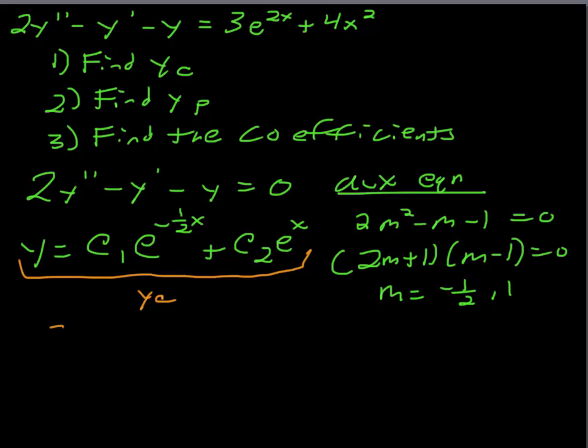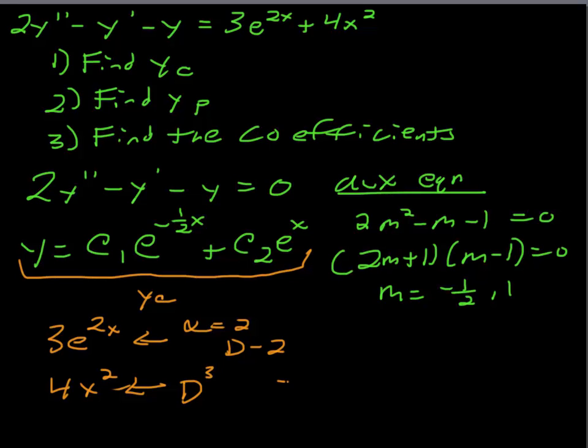We are going to annihilate 3e to the 2x and 4x squared. Okay, so the question is, what annihilates each of these? Well, here, the 3 doesn't come into play, but this 2 does. This is alpha. So therefore, that means that d minus 2 annihilates 3e to the 2x. And here, our n is 2, so we have to add 1, or this is n plus 1 if you think of it that way. So this would be d cubed. Okay, so therefore, to annihilate the sum of both of them, you would just do the product of the separate annihilators. So it's d cubed times d minus 2.